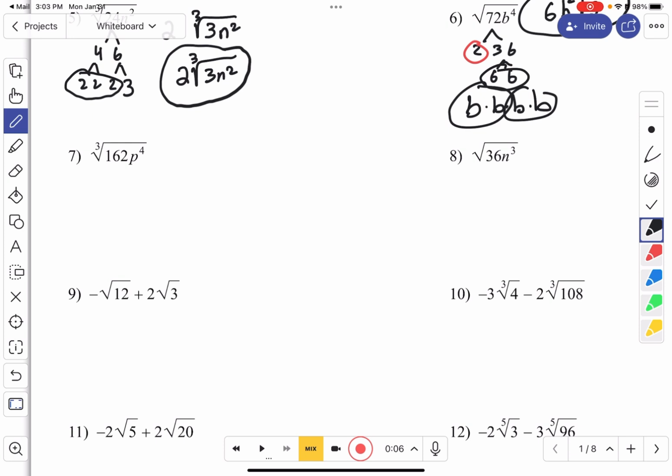Okay, the next one. We're going to break 162 down.